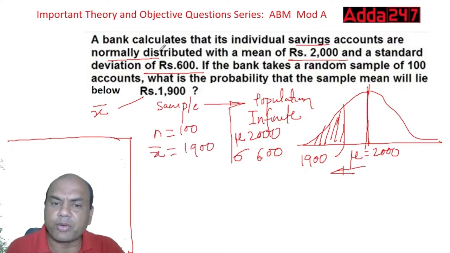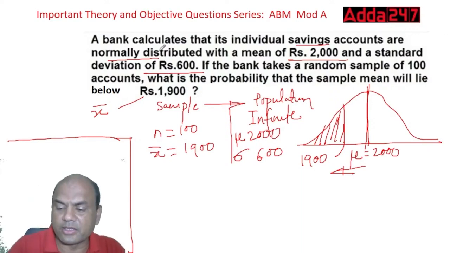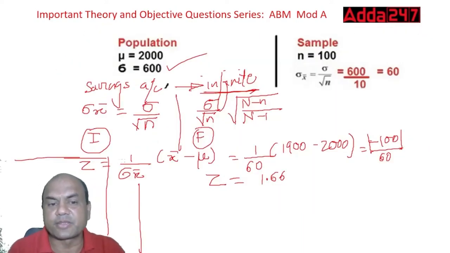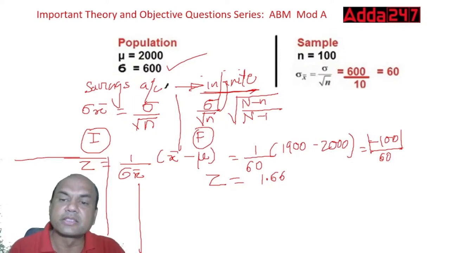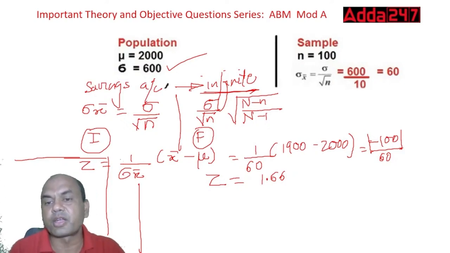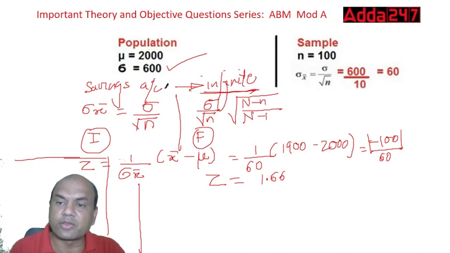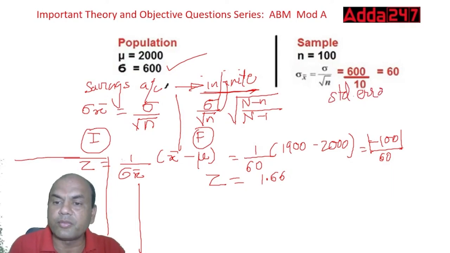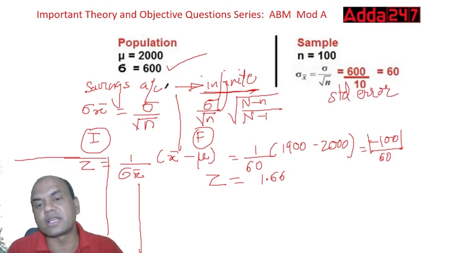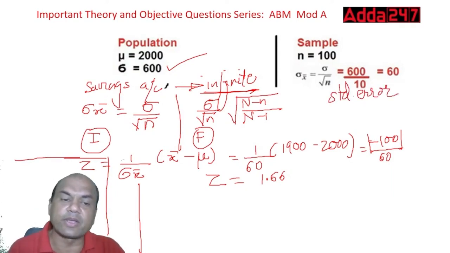Whenever you get such a problem, you first divide it into these four parts. Then apply the formula for psi x bar: psi upon root of n. If it's an infinite population, apply this, psi upon root of n. 600 upon root of 100, so 600 upon 10, so 60. You got it, psi x bar is 60. This is known as the standard error.